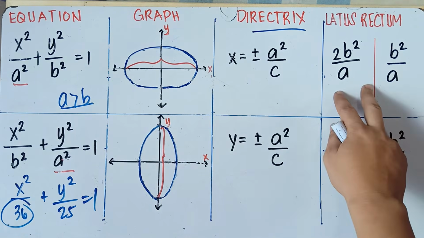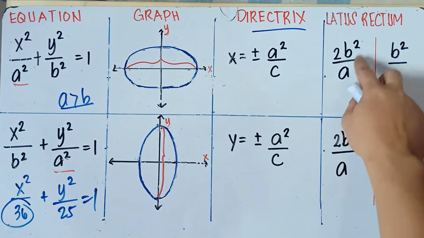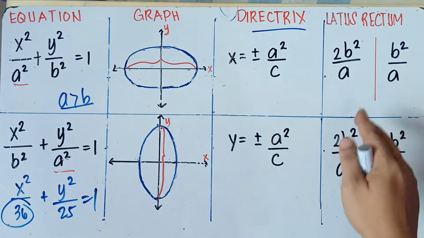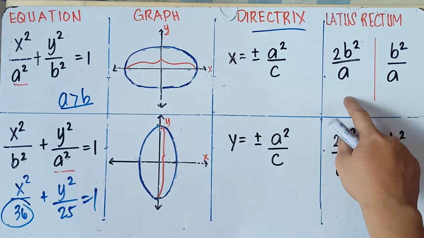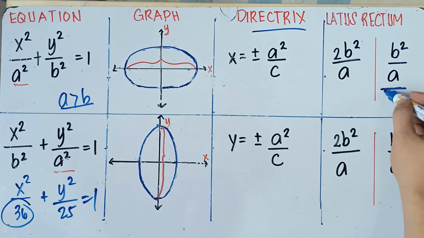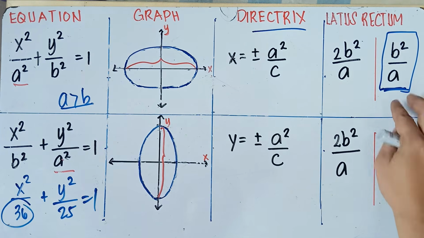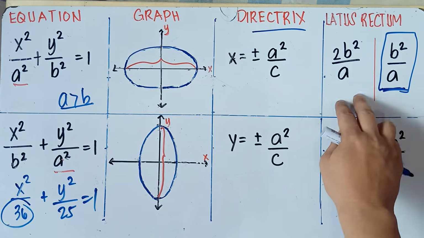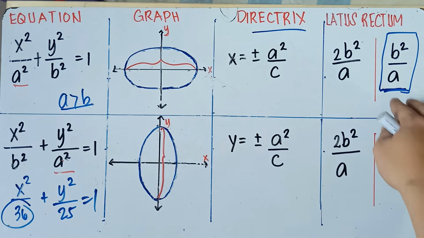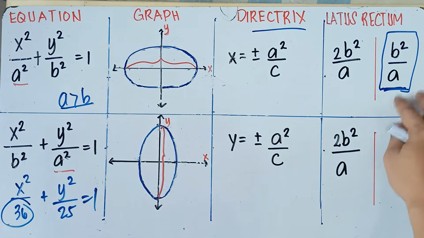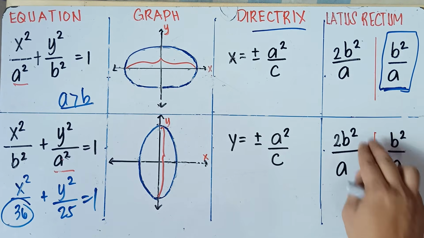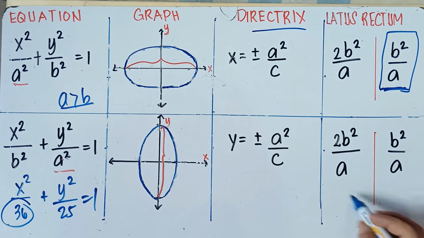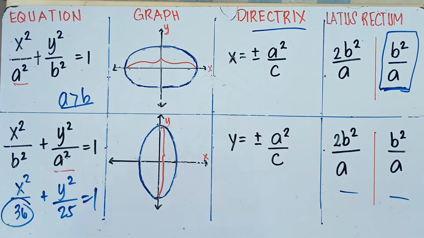And for the latus rectum, this will be our equation: 2b squared over a. Once again, we do have two latus rectums. In plural form, we call that one latera recta. Okay, 2b squared over a. Now you can also have this equation: b squared over a. This is half the length of the latus rectum. Do not be confused, because there are some teachers who will give you this formula. This is just half the length of the latus rectum. So 2b squared over a and b squared over a are the same formula with regards to this one.